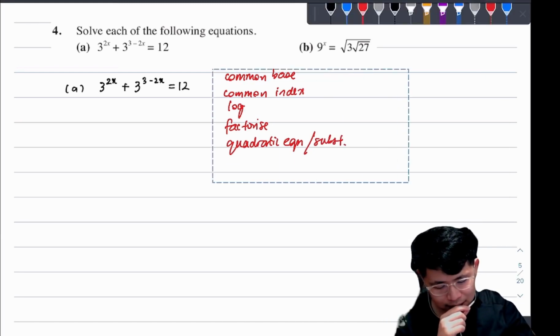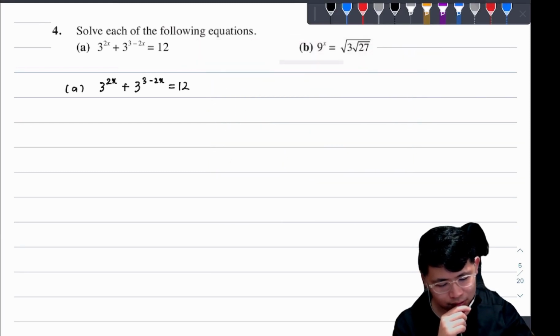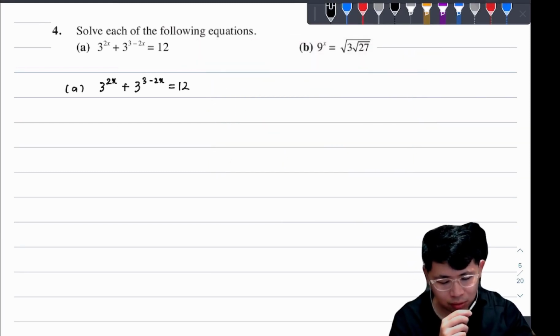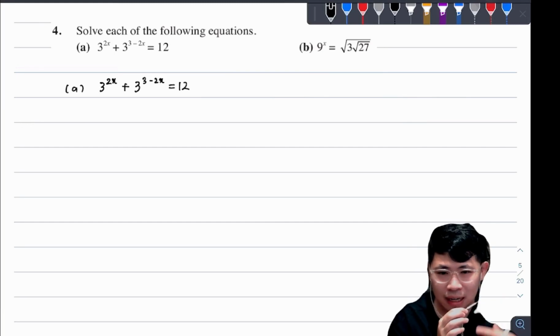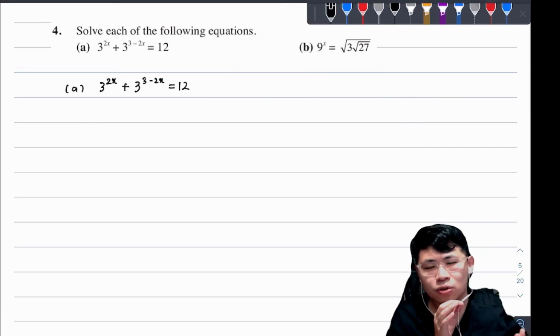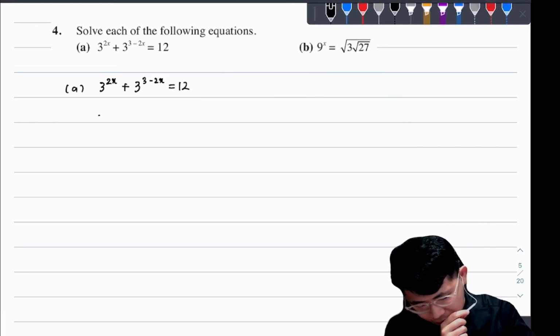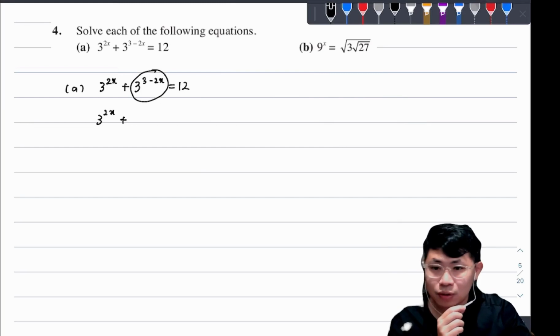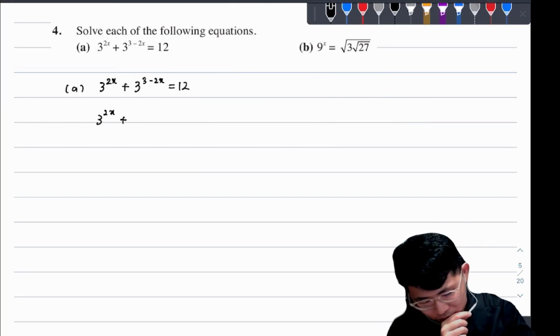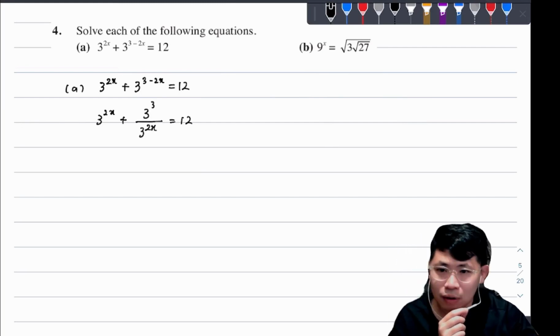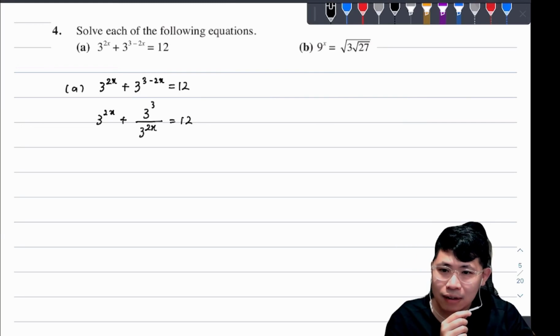Okay, so this is the thinking process for this question. It is to look at a suitable substitution, because we can't really use law of indices over here. So what can we do over here? I have a 3 to the power of 2x. Now I need to split this up so that I can really see what this is. So you'll have a 3 cubed over 3 to the power of 2x, equals to 12.